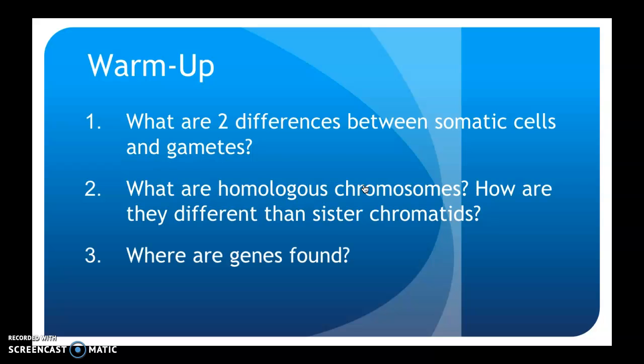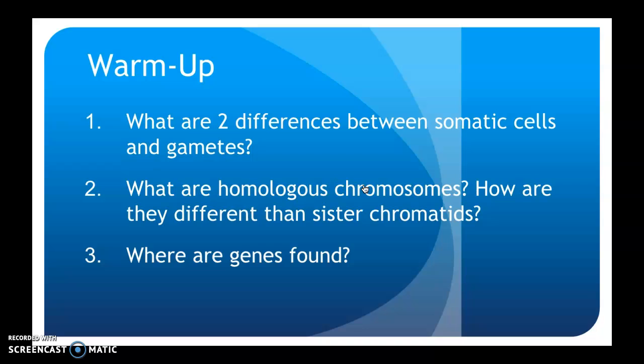All right, a couple things to think back on from last week. Number one, what are the two differences between somatic cells and gametes? You could pause the video here and answer the question. And actually, I'll probably add a question to this. Number two, what are homologous chromosomes? How are they different than sister chromatids? We'll talk more about that today. And where are genes found?